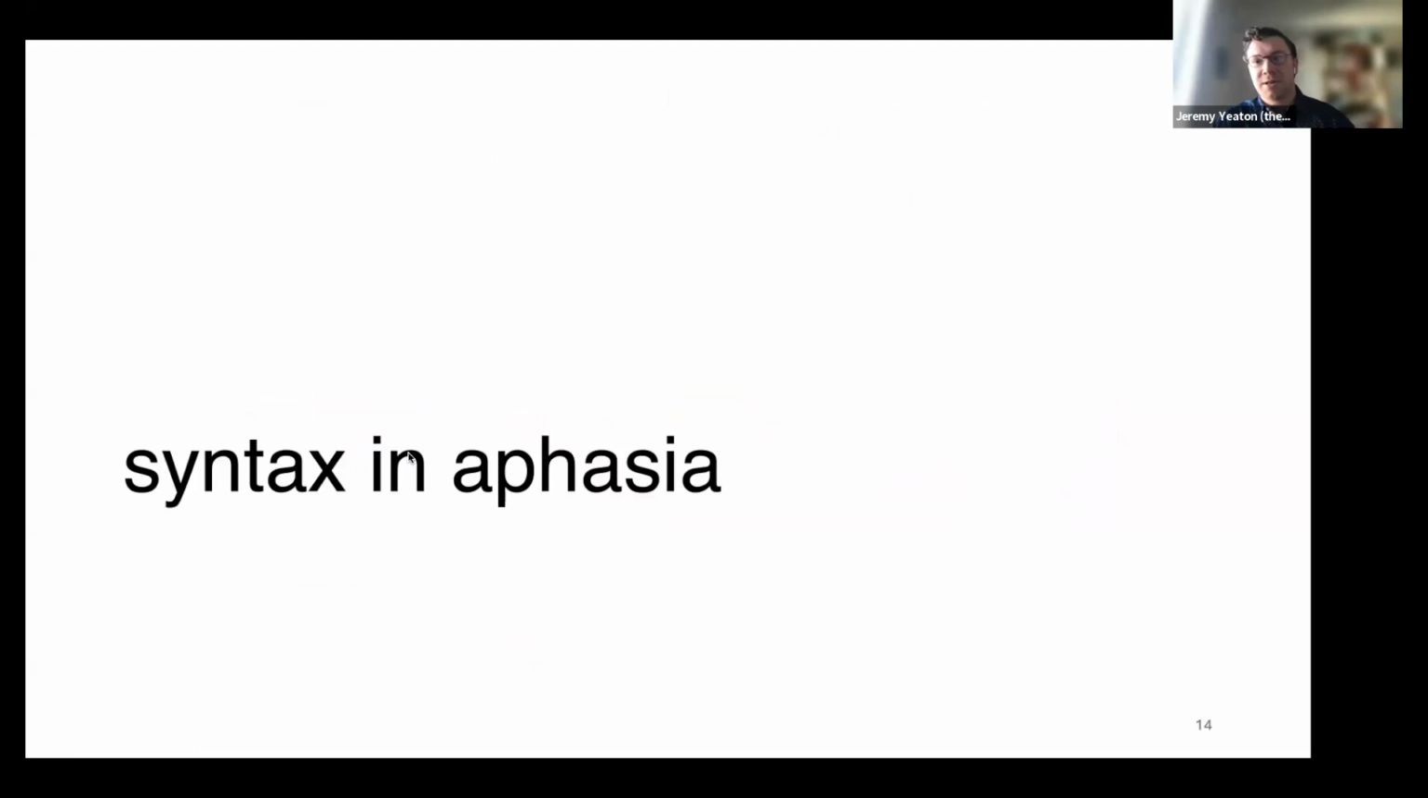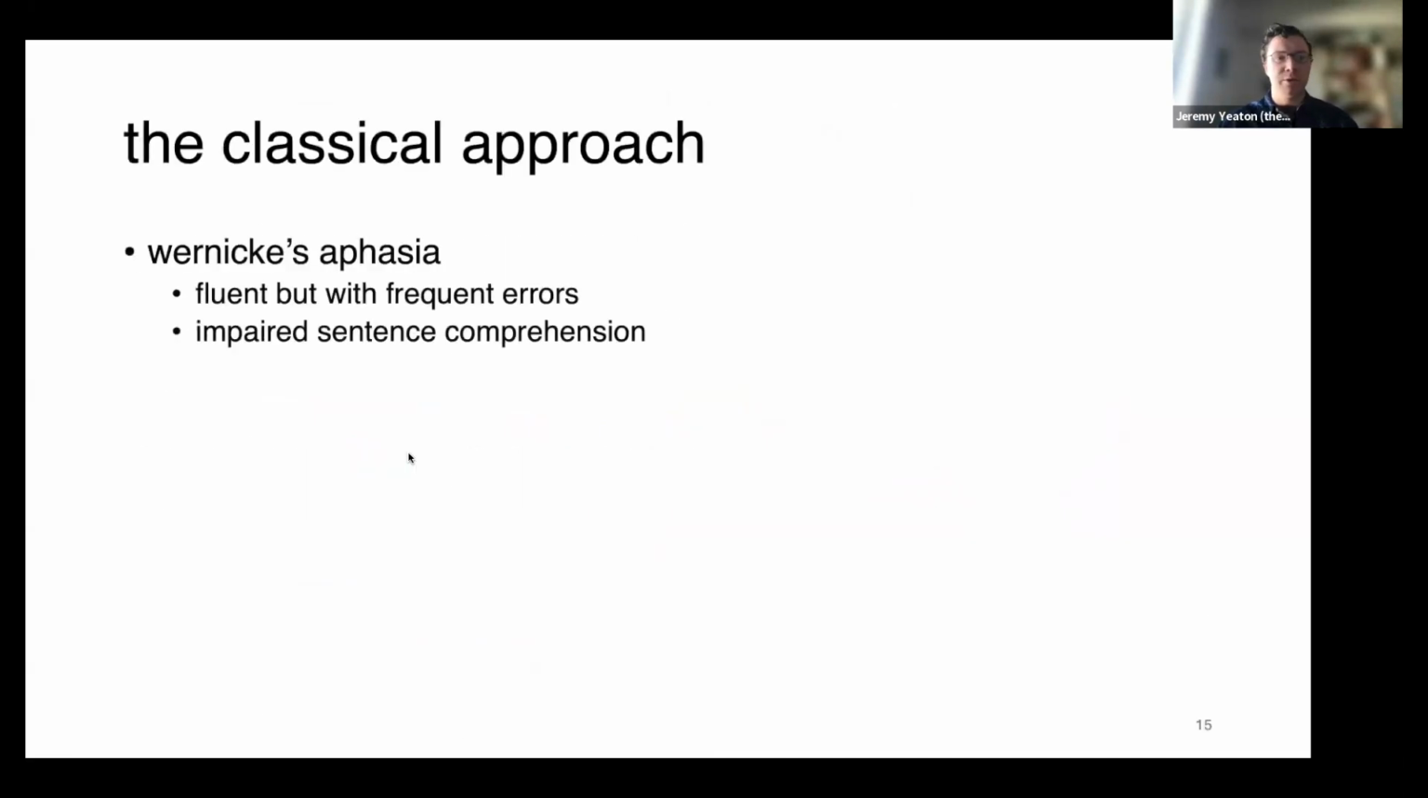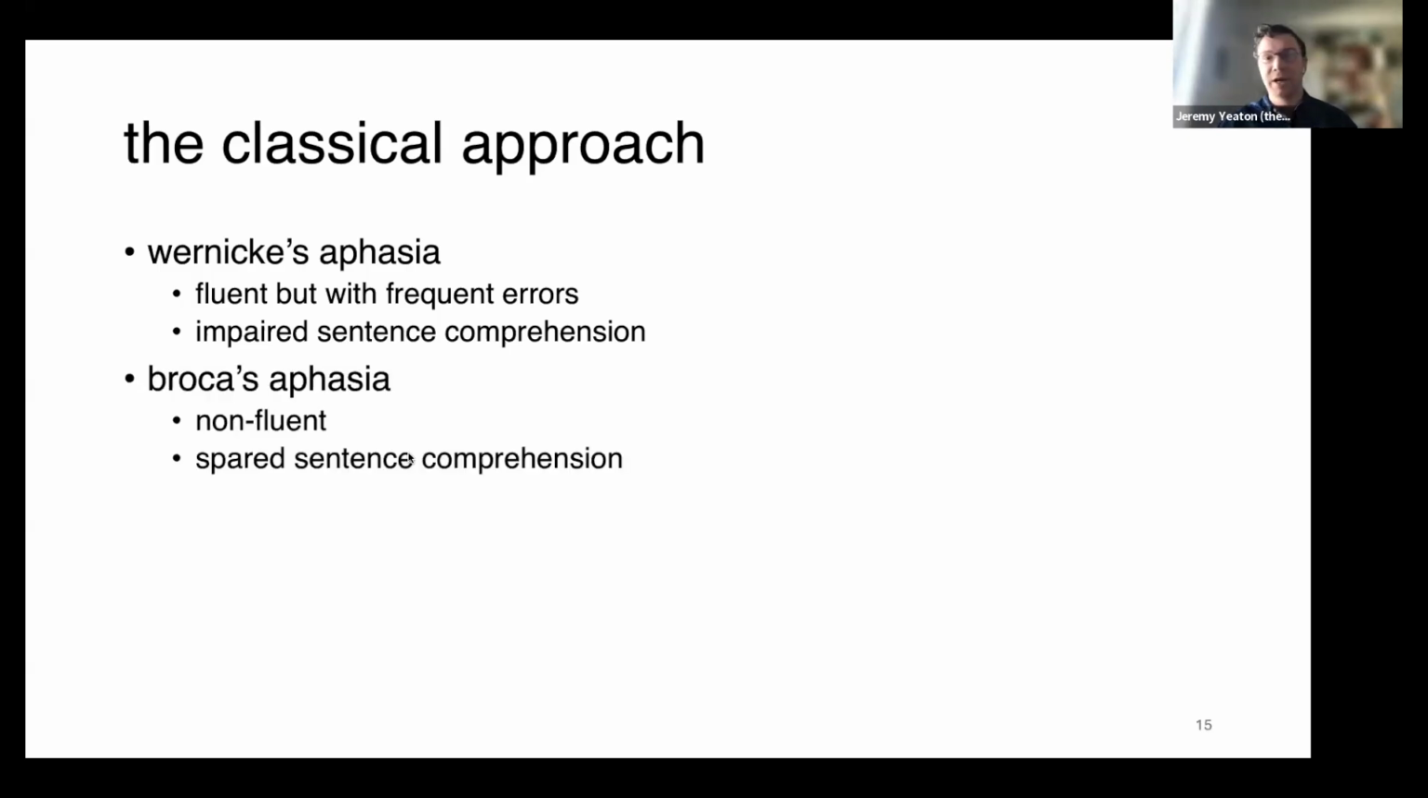But since this is a C-STAR talk, of course, we have to talk about aphasia. So when we're talking about syntax in aphasia, we have the classical approach, which is you have Wernicke's aphasia on the one hand, which is fluent, but with frequent errors. And then you also have impaired sentence comprehension. On the other hand, you have Broca's aphasia, which is non-fluent and has spared sentence comprehension.